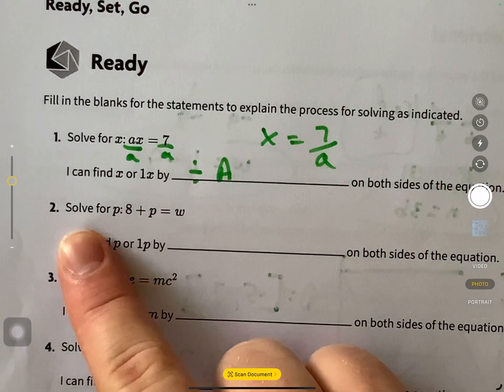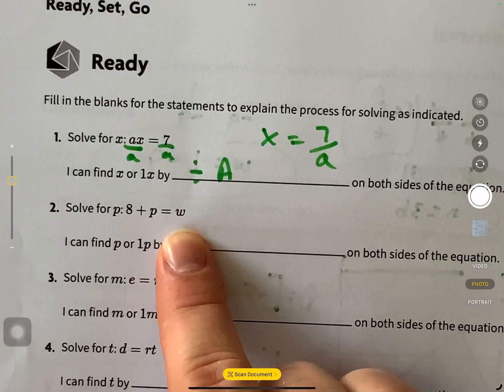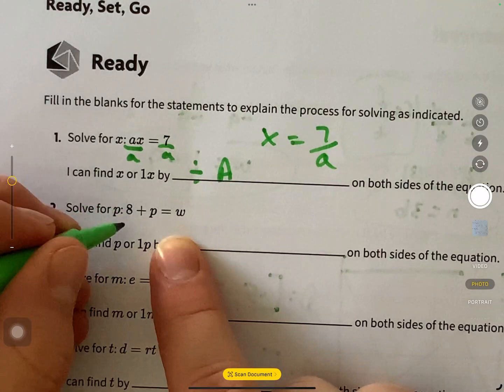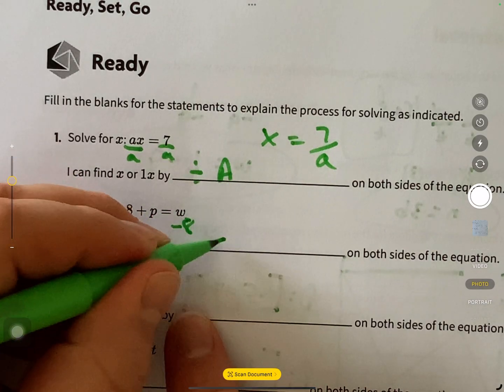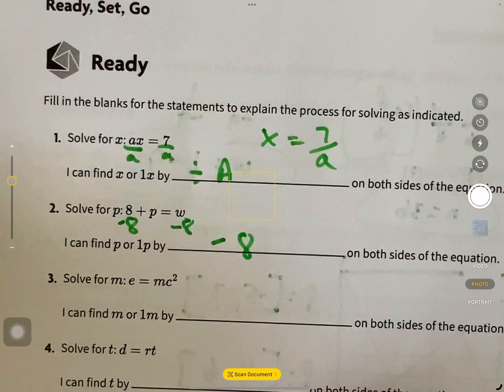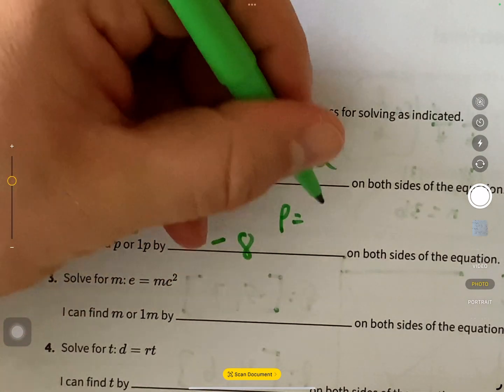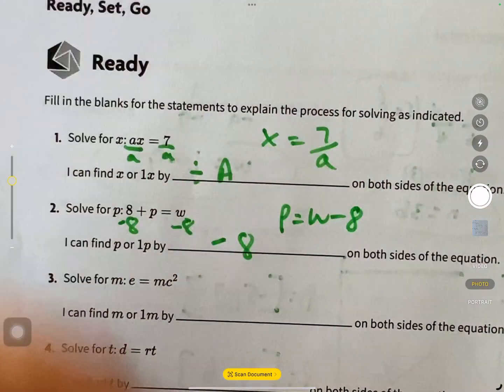Next one says solve for p. 8 plus p is w. You got to get this 8 out of there, so you're going to subtract 8. I can find p by subtracting 8. And p equals w minus 8.